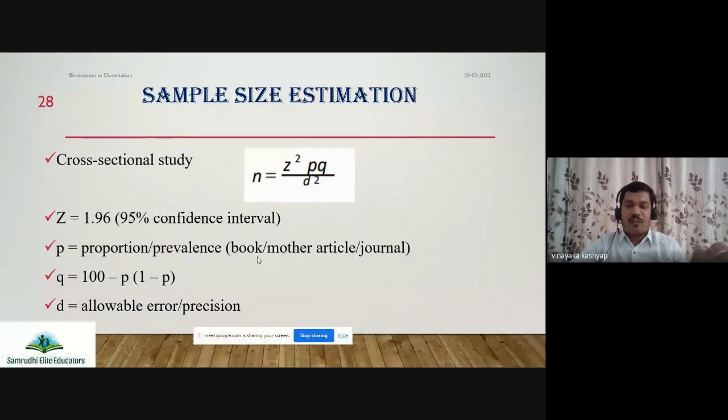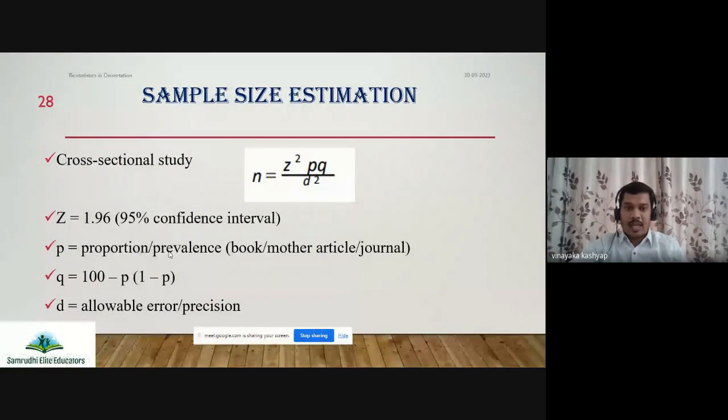This P, you get it from the book, or from the mother article that you have chosen, or from journal sources. Now, for example, if I say the prevalence of diabetes, and I want to calculate the prevalence of diabetes in my particular study setting, then I have to search for an article from a nearby vicinity that says the prevalence of diabetes in Bengaluru was 10%.